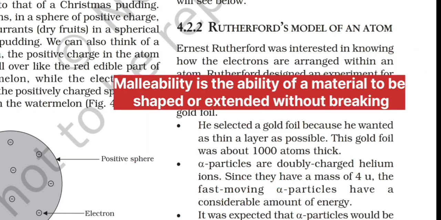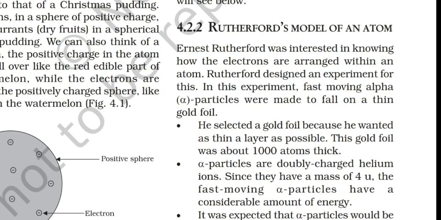So the property which is present in the metal, that is known as malleability. In malleability, if gold is pressed, it can be converted into a thin sheet, the smallest thin sheet. That's why Rutherford selected a gold foil, and this gold foil was about 1000 atoms thick.